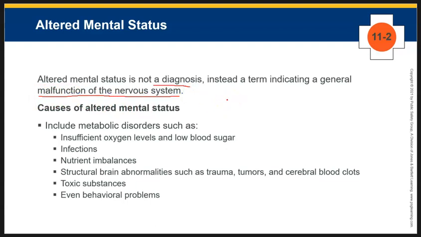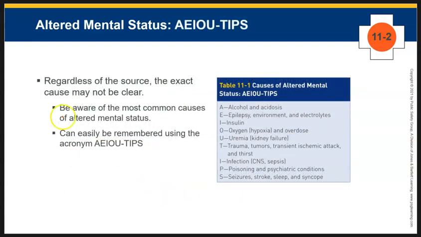The reason for that goes back to some change in the ability to maintain homeostasis. That could be hypoxia, it could be hypoglycemia or low blood sugar, it could be something like sepsis, it could be a nutrient imbalance, which we may see, for example, with uremia. Regardless of the source, the exact cause may not be clear to you in the field. However, in terms of considering possible sources, we have this mnemonic device, AEIOU TIPS. We'll detail that as we continue.